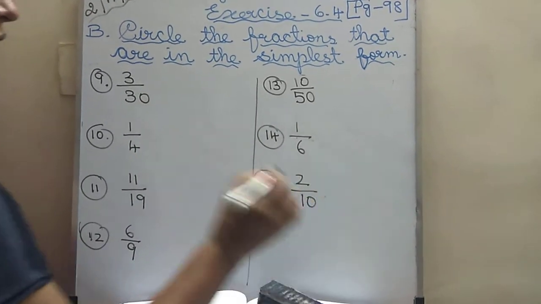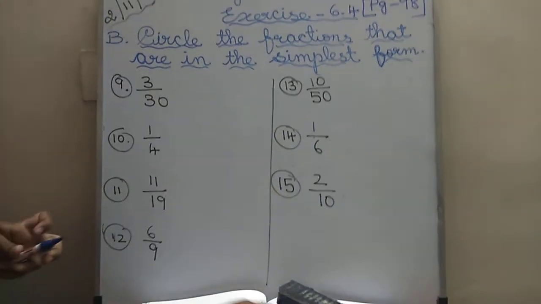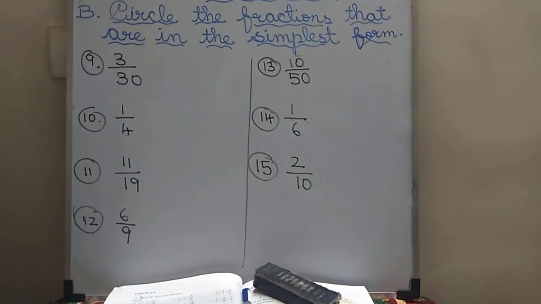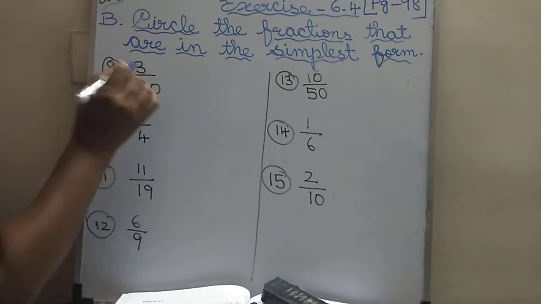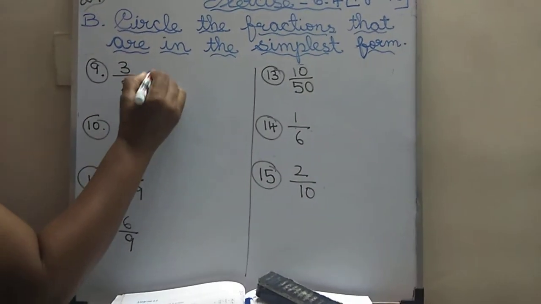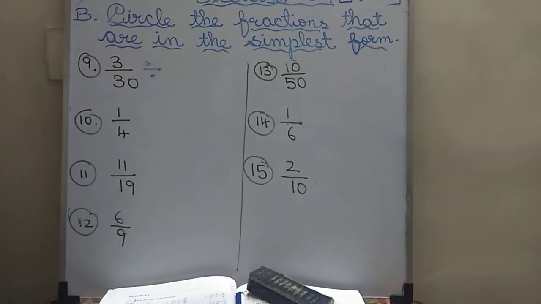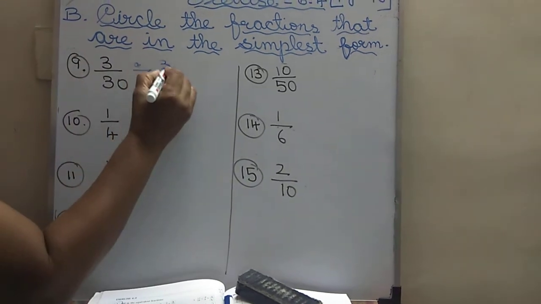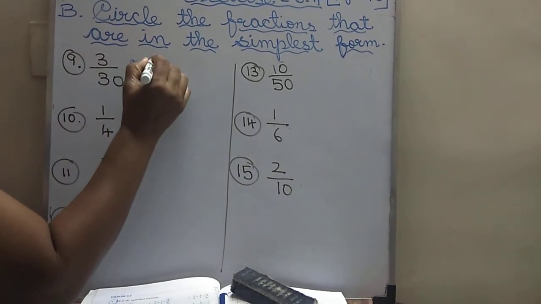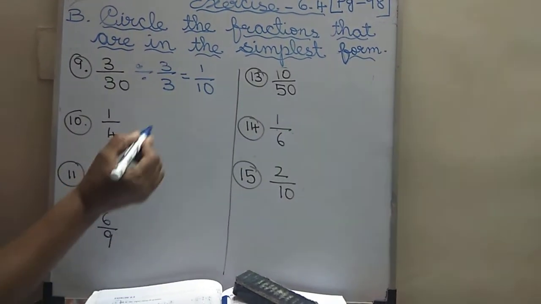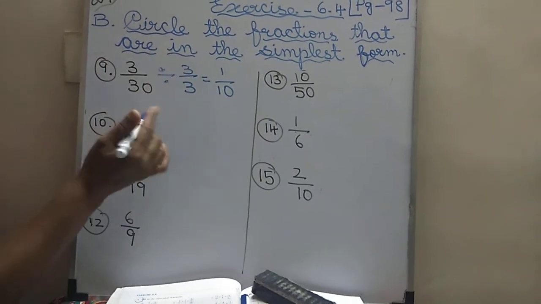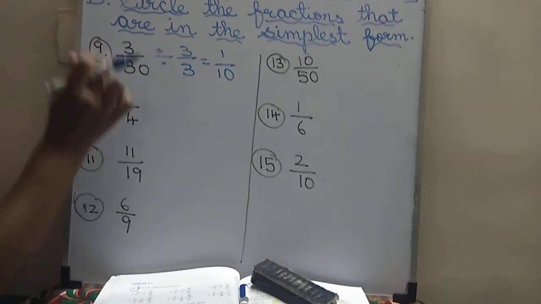See, if you can understand, you can do it on your own and then check it from this one. Okay, children? The first one, see, you can divide this in the 3 table, isn't it, children? See, here what will come? 3 by 3. So what will come? 1 3 is 3 and 10 3s are 30. Okay children, so it is not the simplest form.